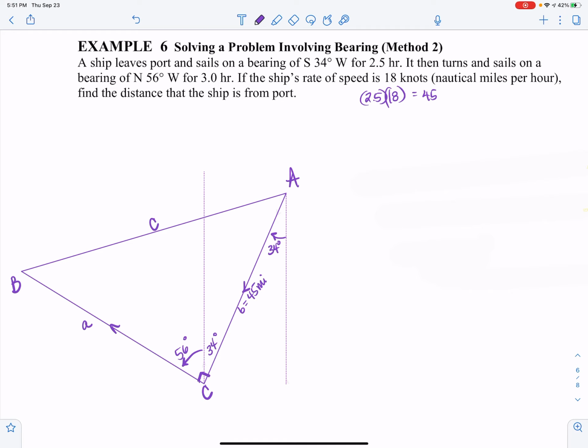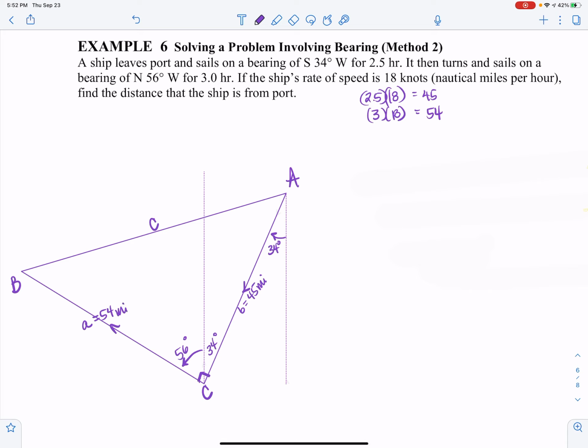Well, when it turned, it sailed at 18 knots for 3 hours. So we'll do the same math. And we'll find that the ship went 54 miles. So side A is 54 miles, nautical miles.